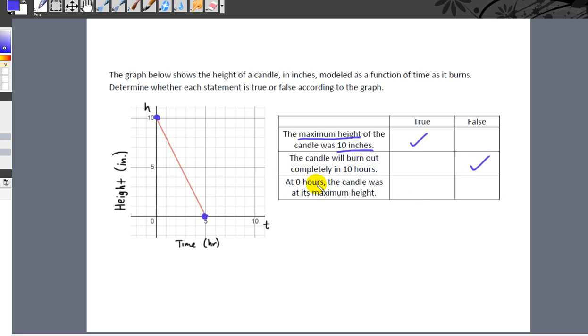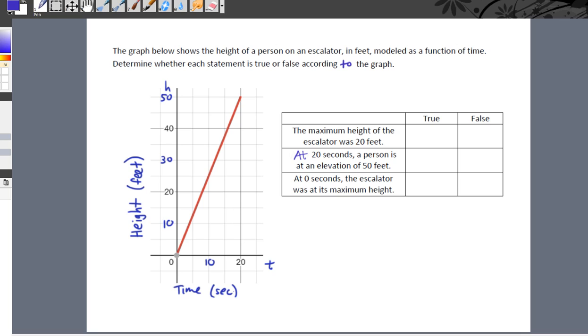At 0 hours, the candle was at its maximum height. As we can see here, this is when the candle gets lit. So at 0 hours, the candle was at its maximum height. I don't think it would lose any height if it wasn't on fire. So this is true.